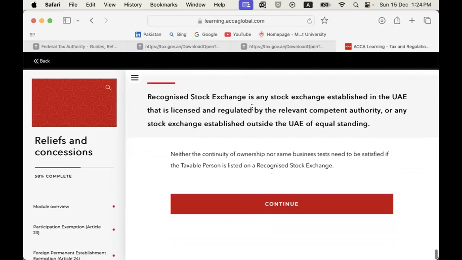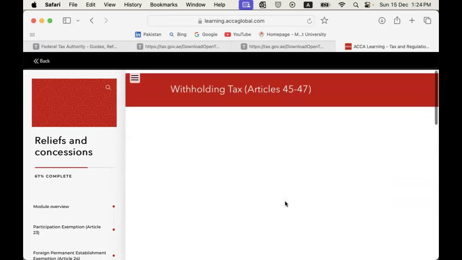What is the recognized stock exchange? Any stock exchange established in UAE that is licensed. So we have two first tier capital markets and another alternative investment market, which is NASDAQ. But the main ones are DFM, Dubai Financial Market, and ADX, which is Abu Dhabi Stock Exchange. Neither the continuity of ownership nor the same business test need to be satisfied if the taxable person is listed on a recognized stock exchange.